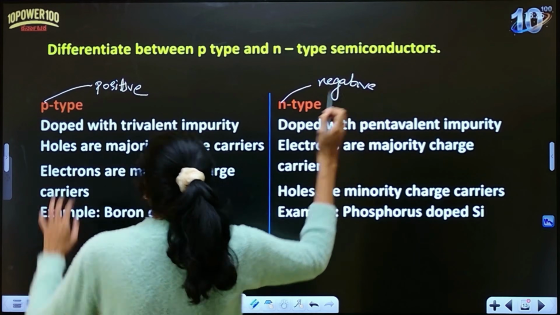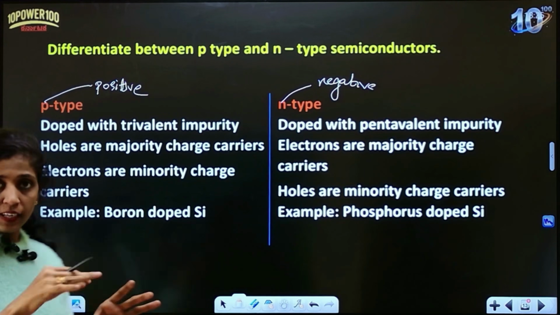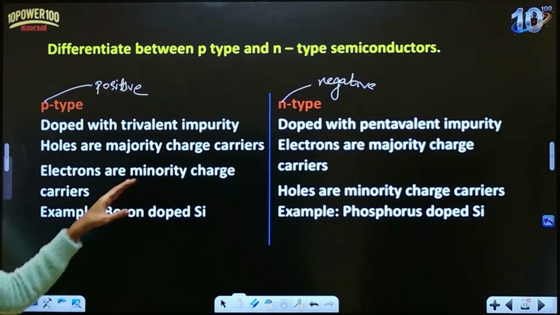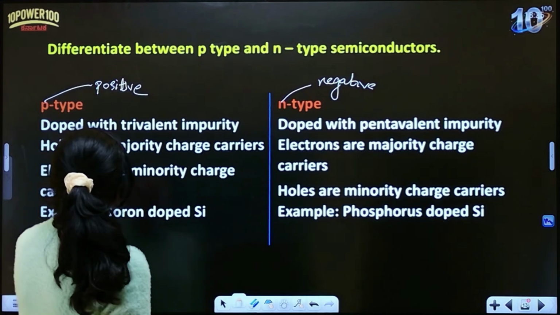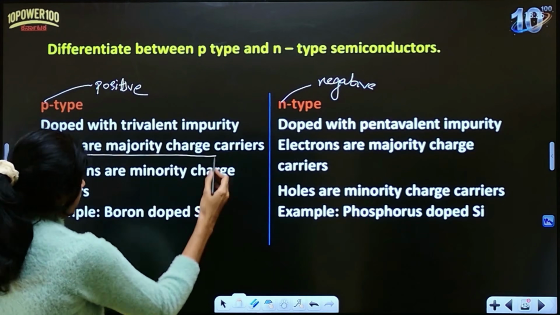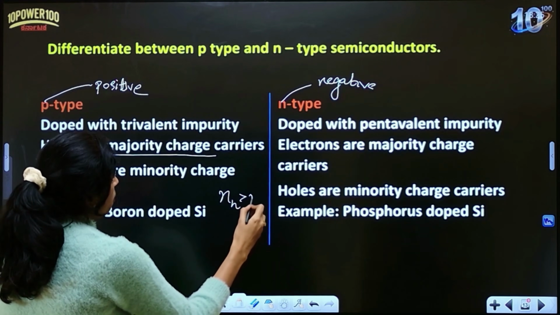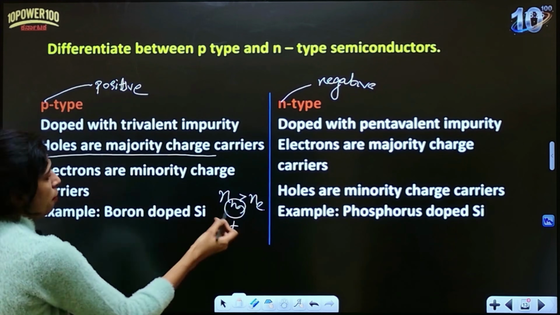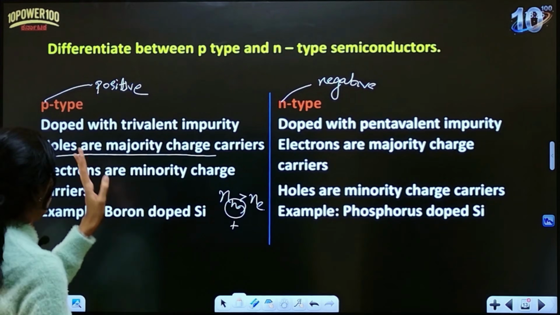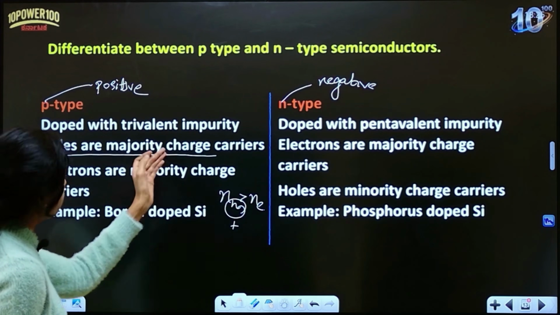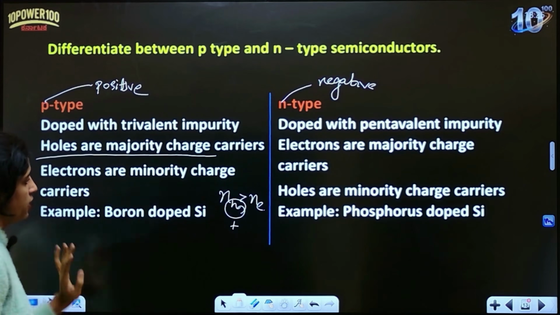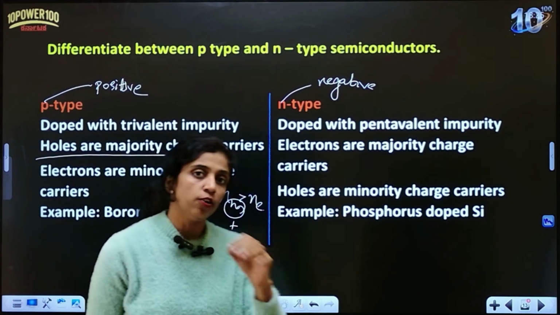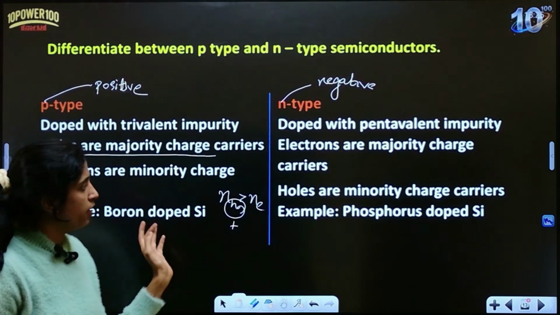So for a P-type, we are doping with what? Trivalent impurities. That means the valency is 3 for this. Where holes are majority charge carriers. That means the number of holes is more than the number of electrons, since hole is something positive, right? So for P-type, number of holes is more than the number of electrons. So holes are majority and electrons are minority charge carriers. So boron is doped with silicon. Boron is a trivalent impurity. You are doping the silicon. So that can be the example.